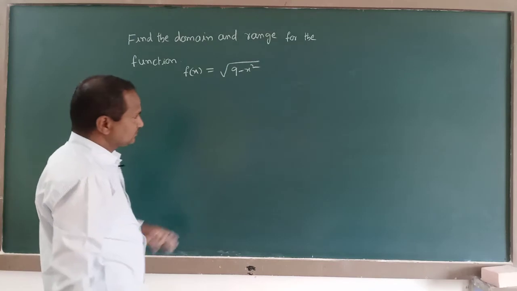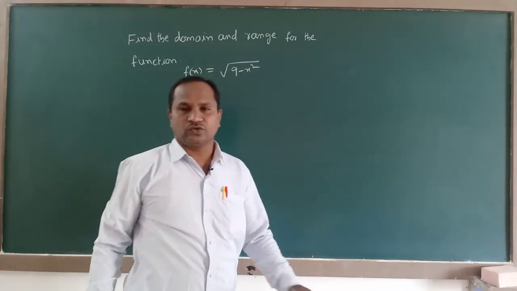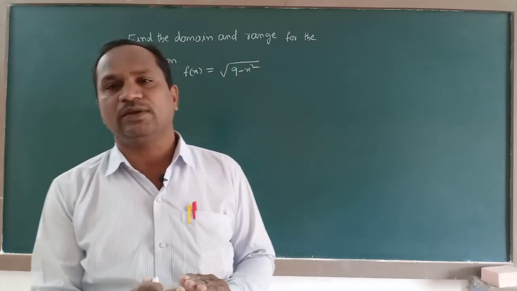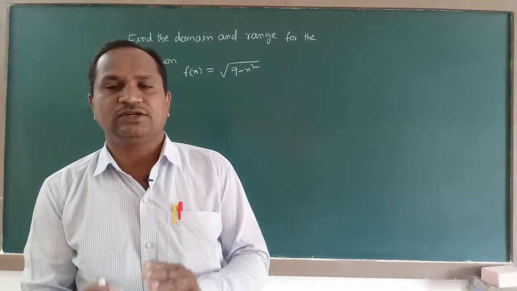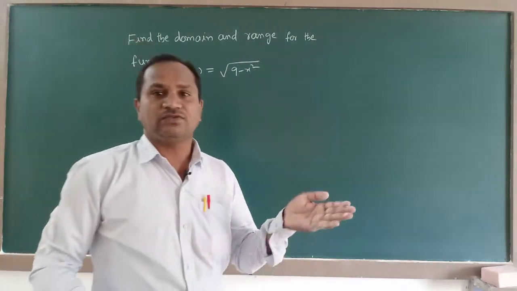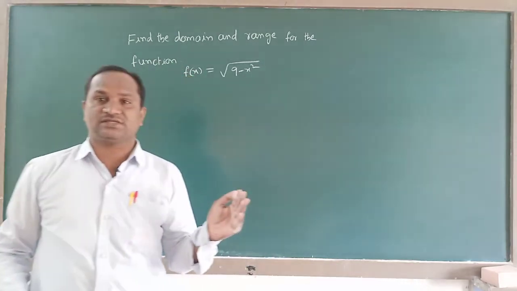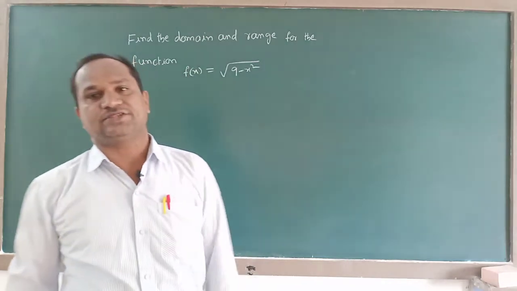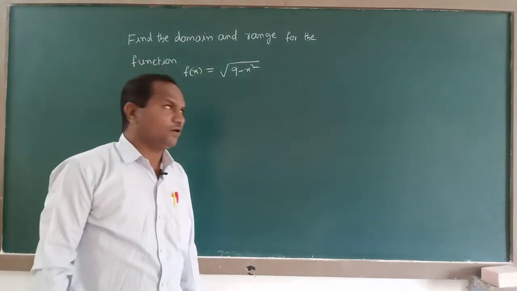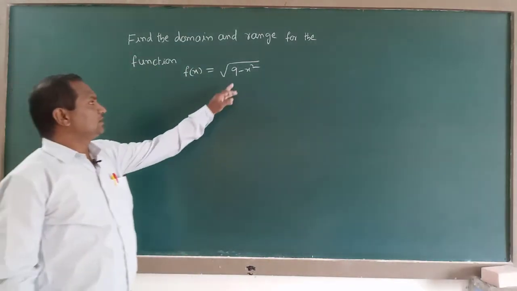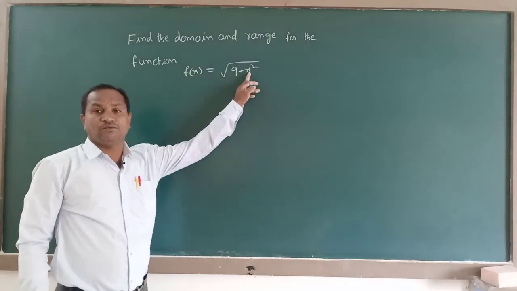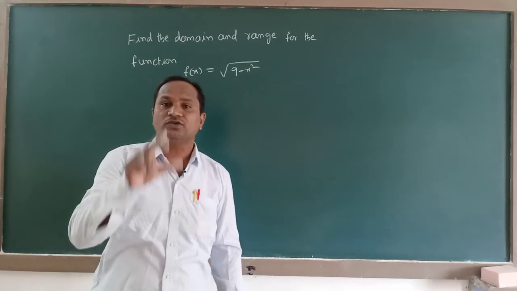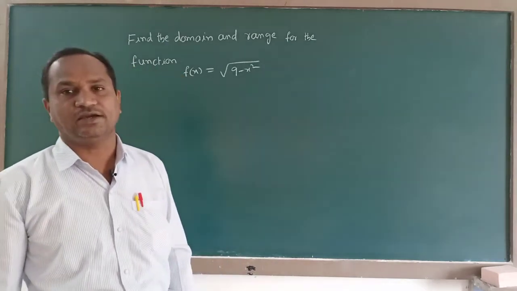Already I told you, the values for only variable x we call the domain. Then how we are getting values for y from x, those values for y are the range. Now in case of the domain, here 9 minus x square is there. Which values will come for x, we have to find out here. Those values belong to the domain.